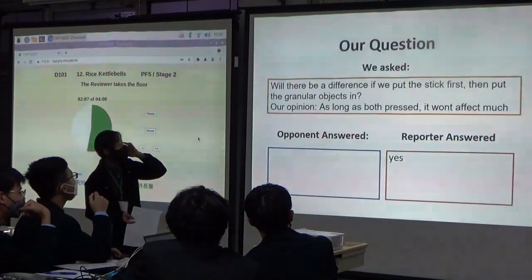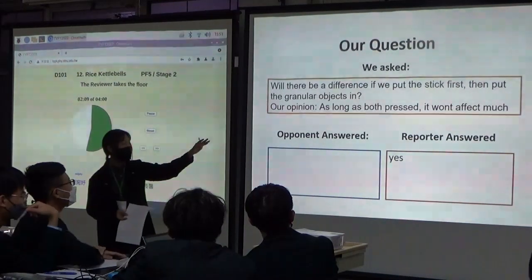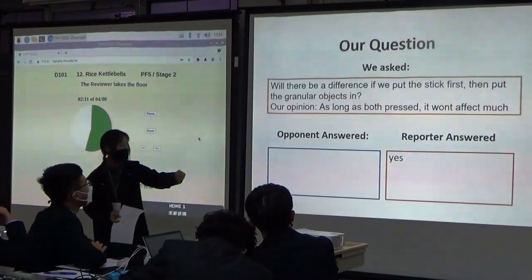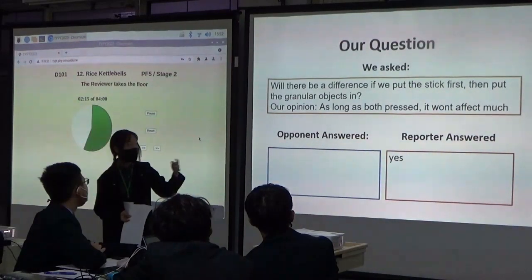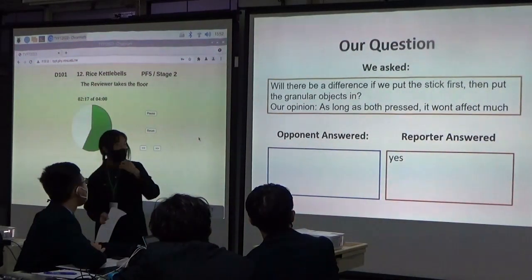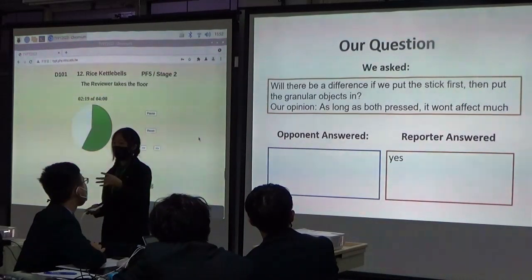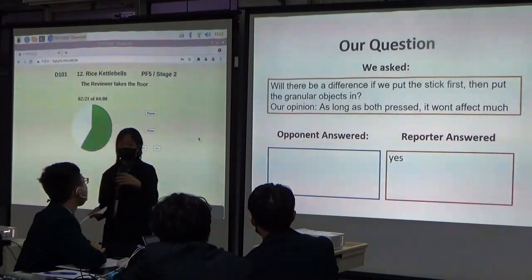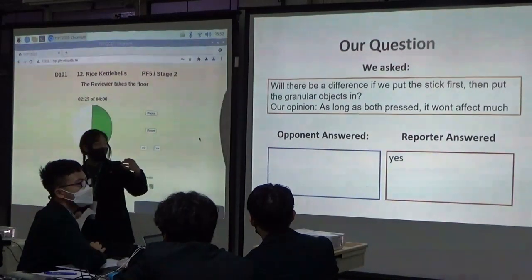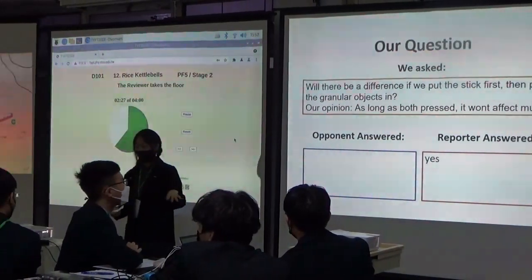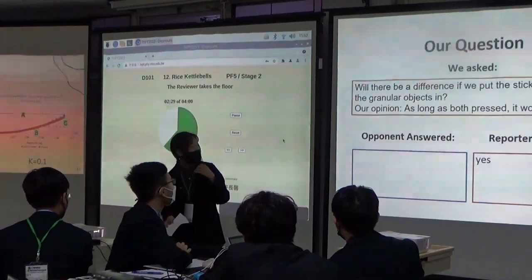We also asked whether there is a difference if we put a stick into it first and then add objects. The reporter's answer is yes. But we think that as long as they mention that they both press it tightly, it won't affect much, because the tightness will be similar, though there must be some deviation. So I don't think that putting the stick in first or later will affect it that much.